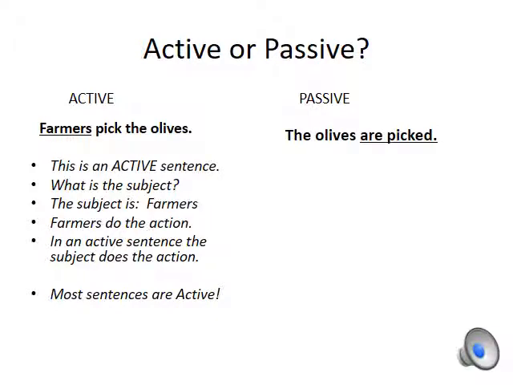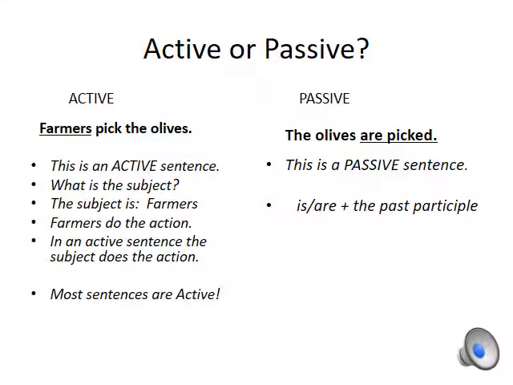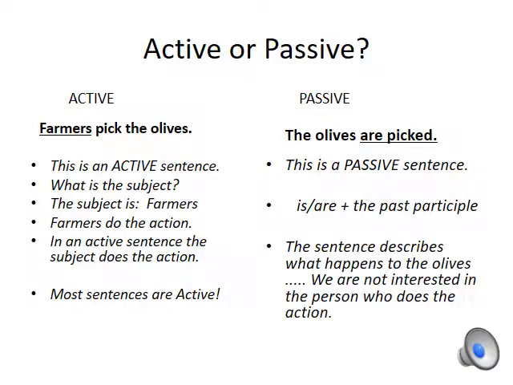An example is, the olives are picked. This is a passive sentence, and as you can see, you have the verb to be, is or are. Here we have are, plus the past participle. The sentence describes what happens to the olives. We're not interested in the person who does the action in a passive sentence. There's a change of emphasis.